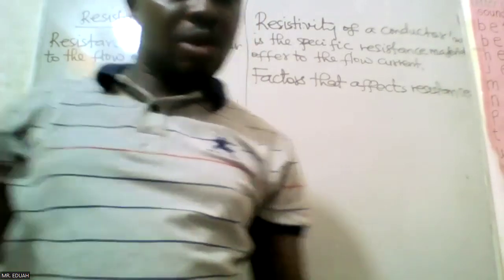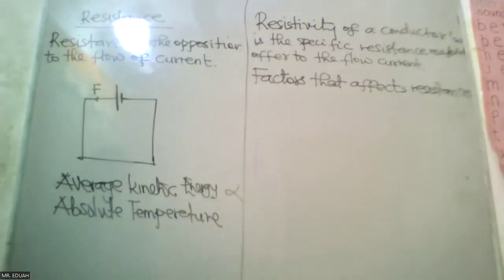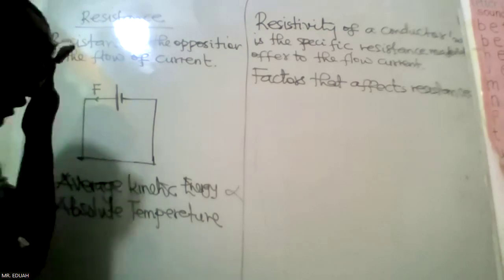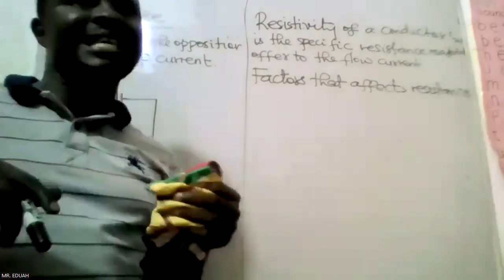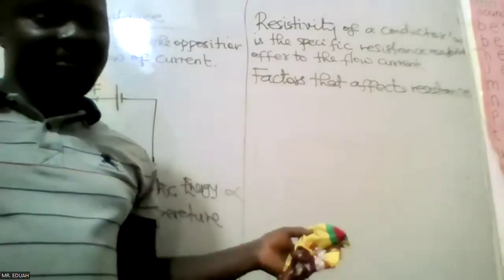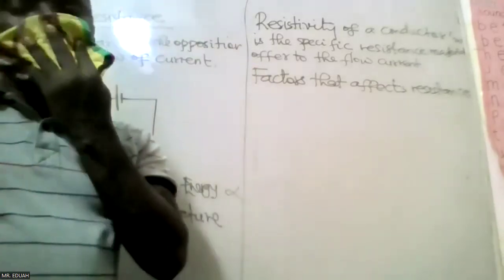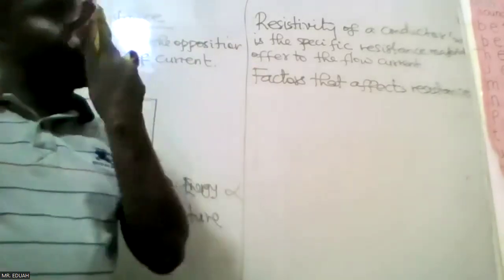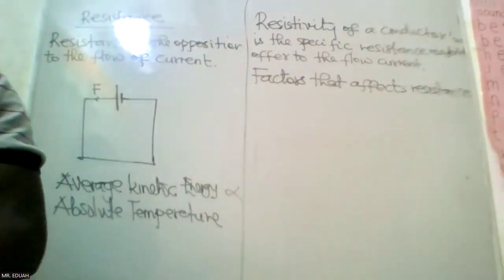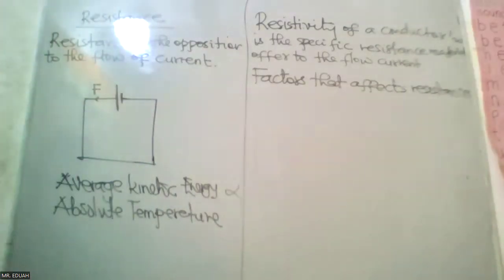Mr. Dia, please, the resistivity. I can't see the part that says it is the specific resistance materials offer to the flow of current. So different conductors have different resistivity. Yes, different conductors have different resistivity.